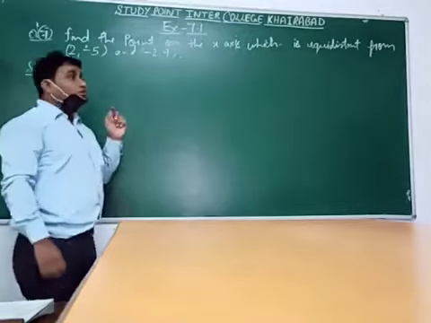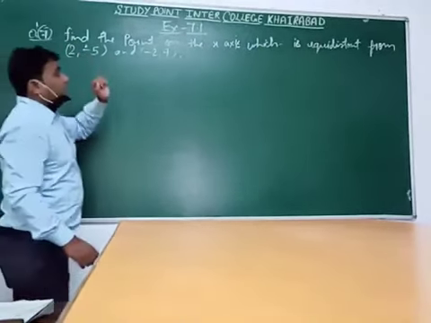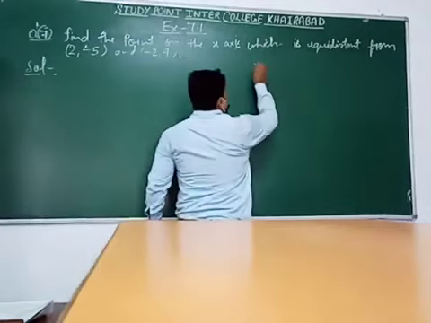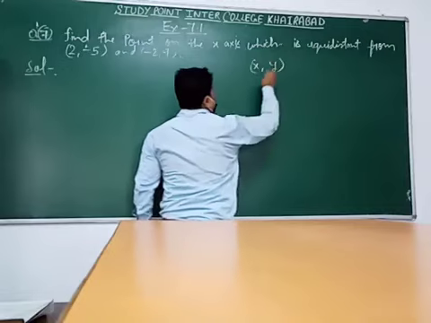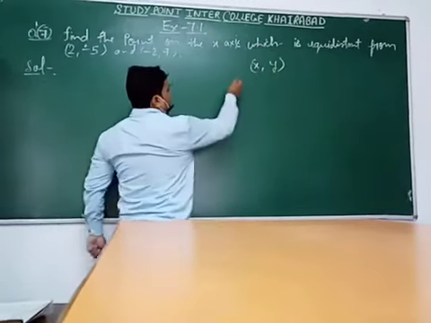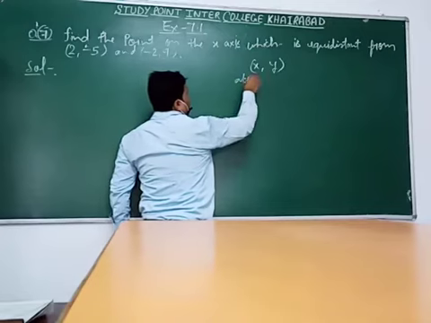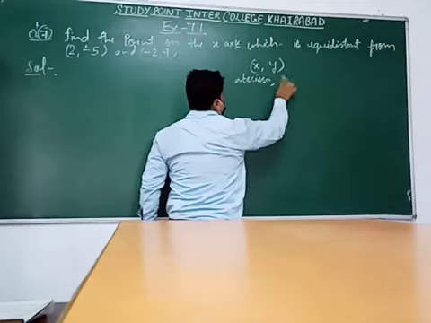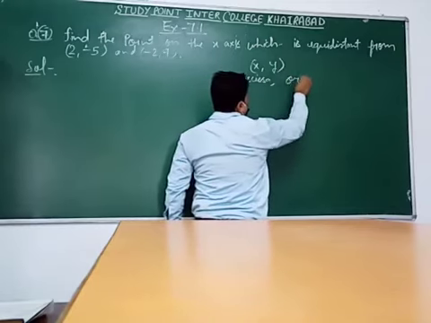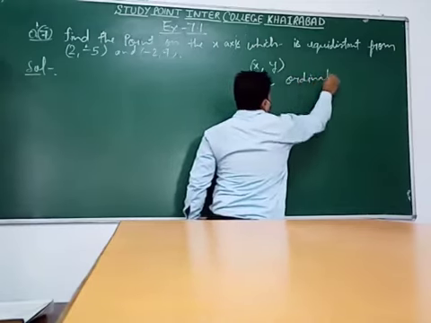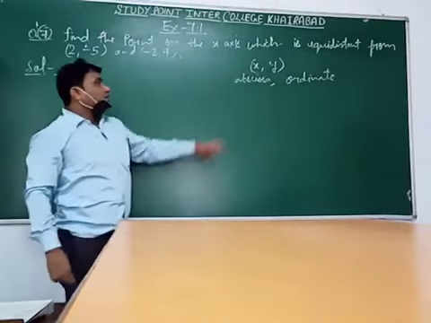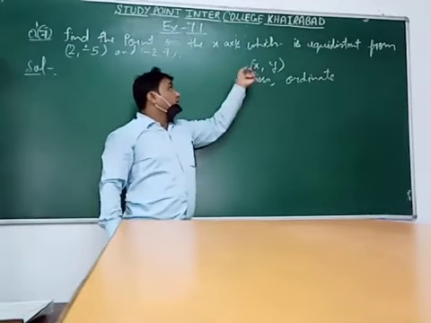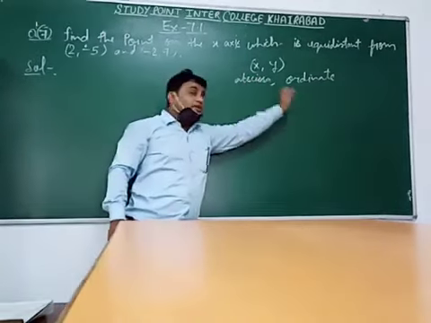I think you should know that a point is written as (x, y). In this point, x is known as abscissa, and y is known as ordinate. If a point lies on the x-axis, its ordinate should be 0.